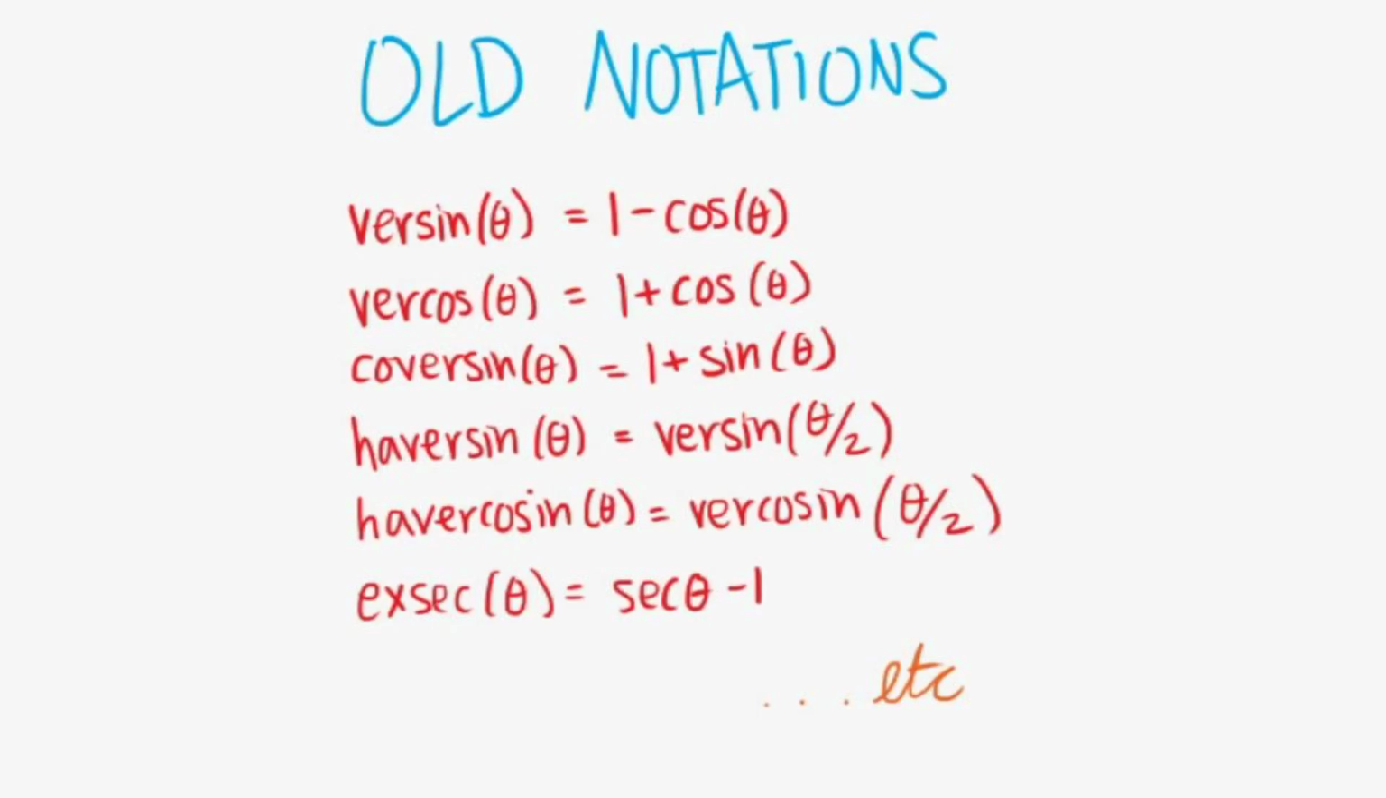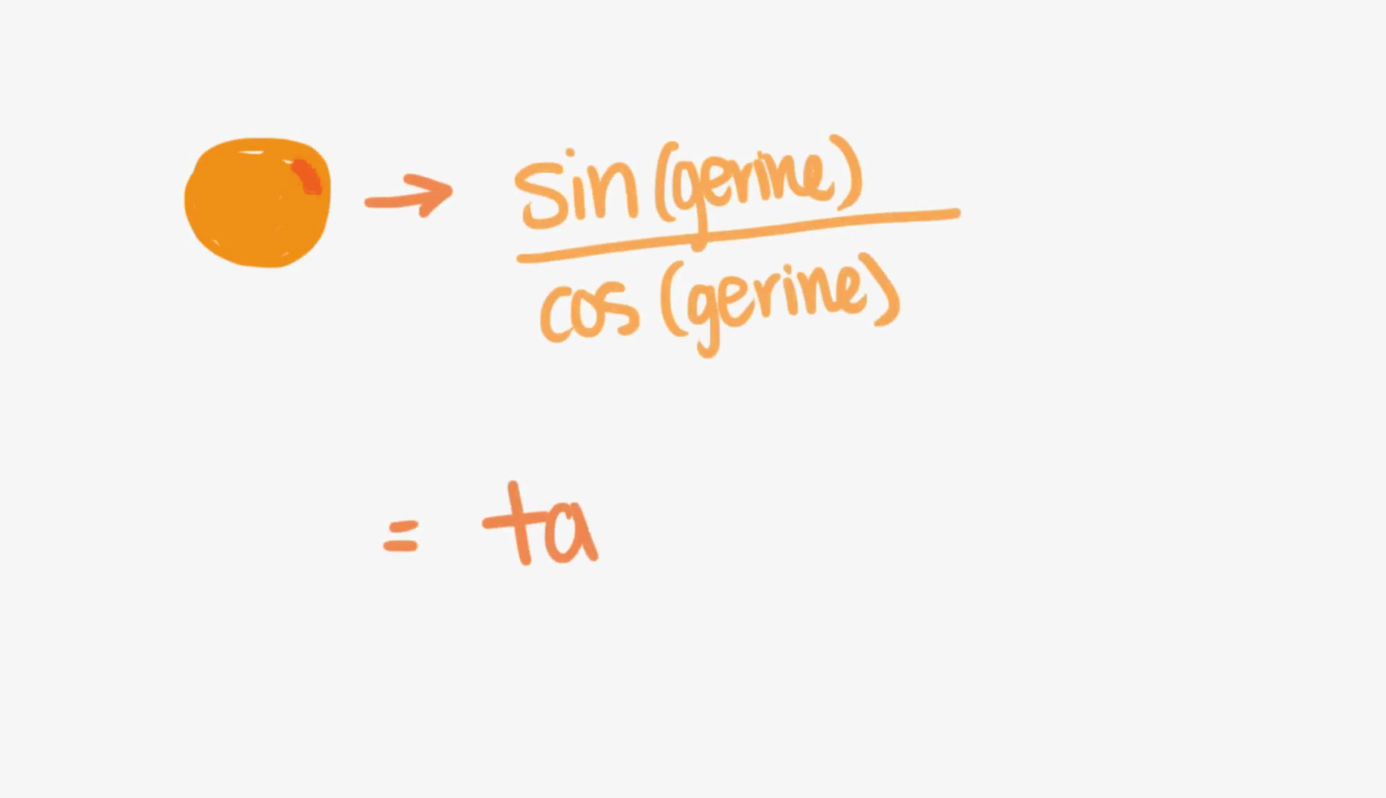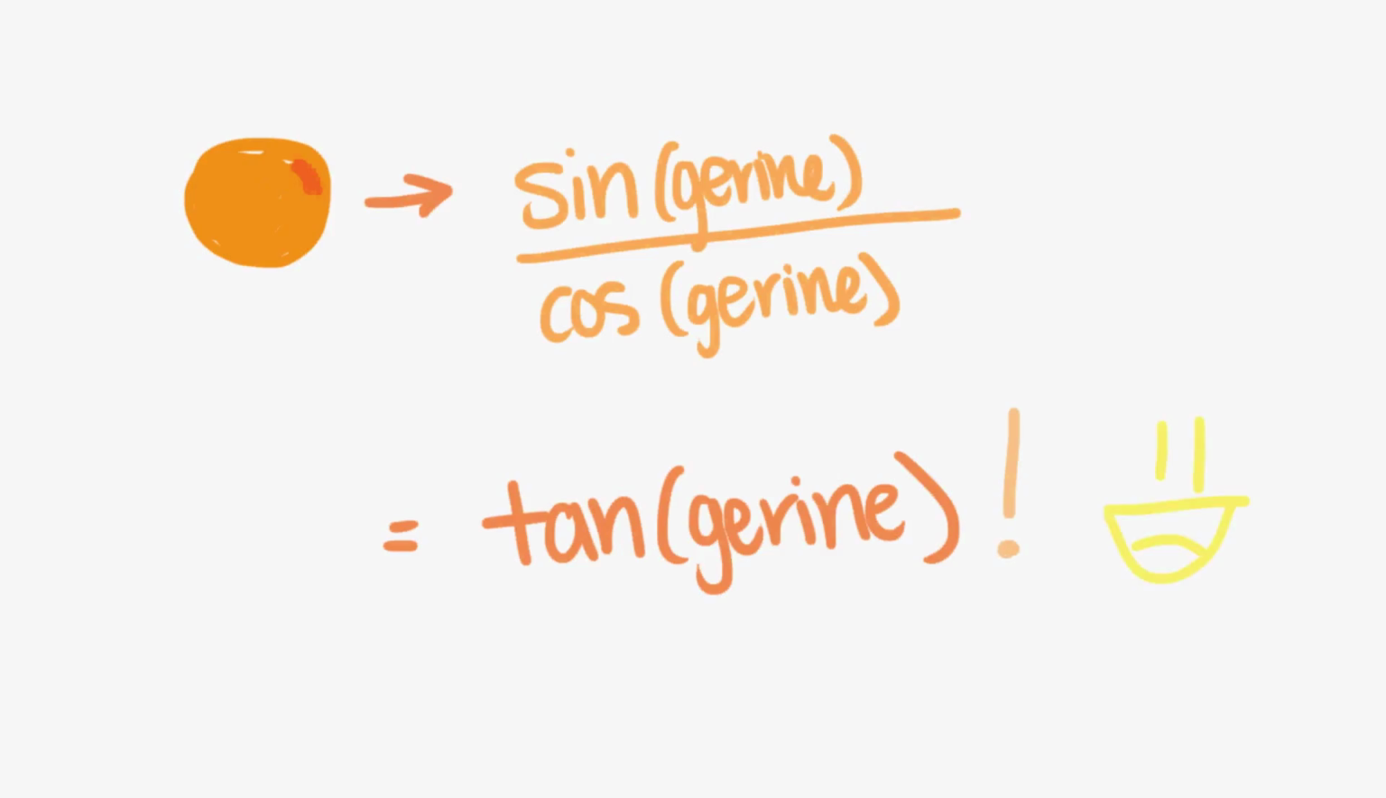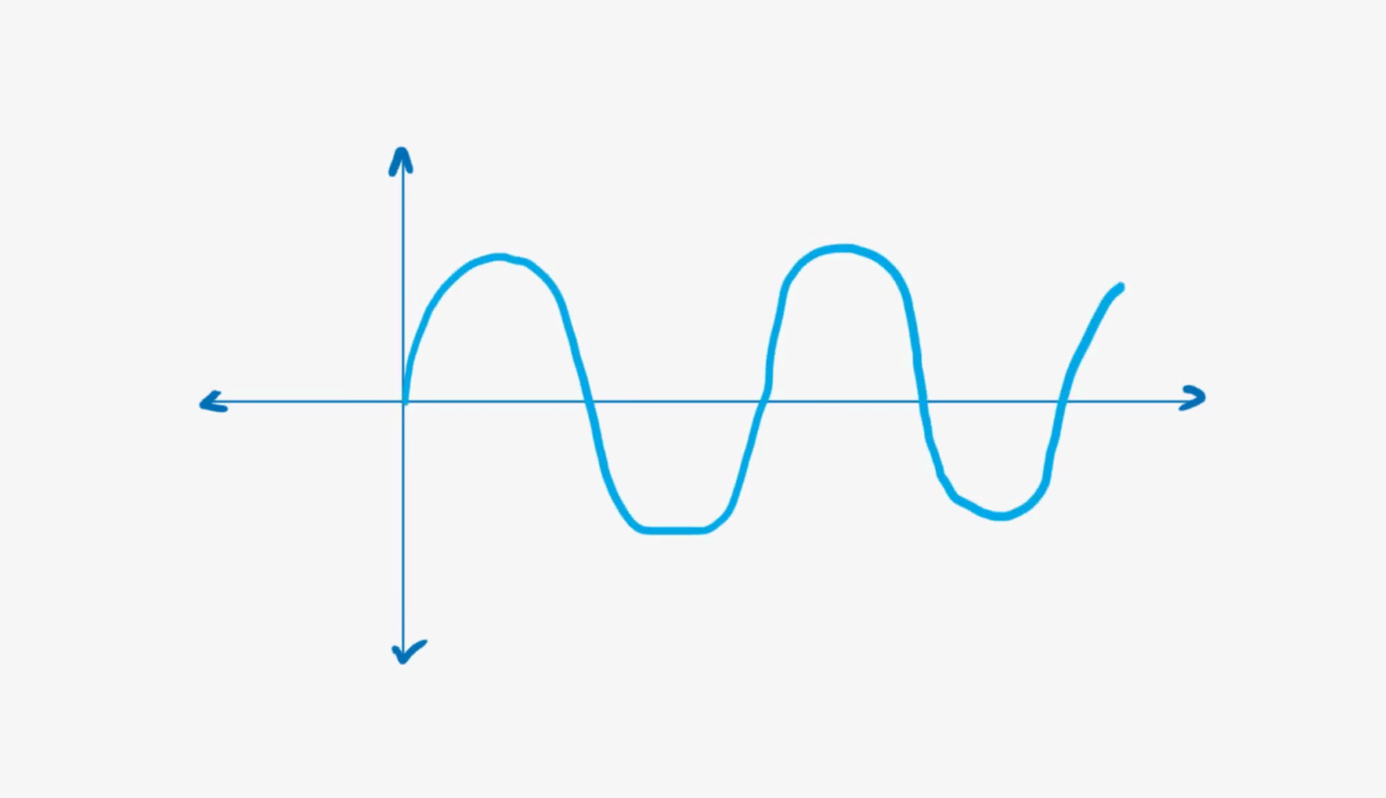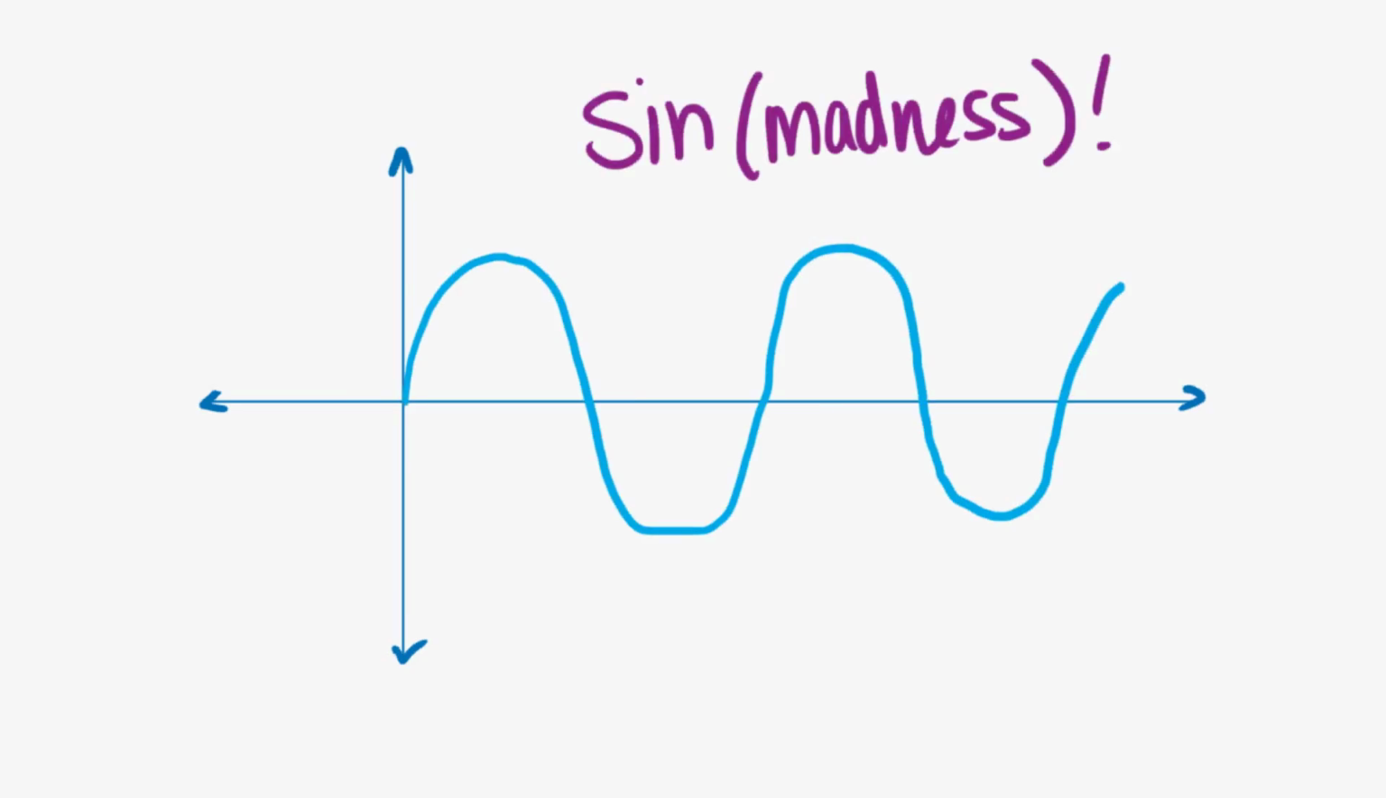And lastly, pick up your pencils because I have a question. Can you prove the existence of tangerine? Cause I can. It's sine of gerine over cosine of gerine. Ha ha ha. Okay, I know I'm mad, but you know what they say. Math puns are the first sign of madness.